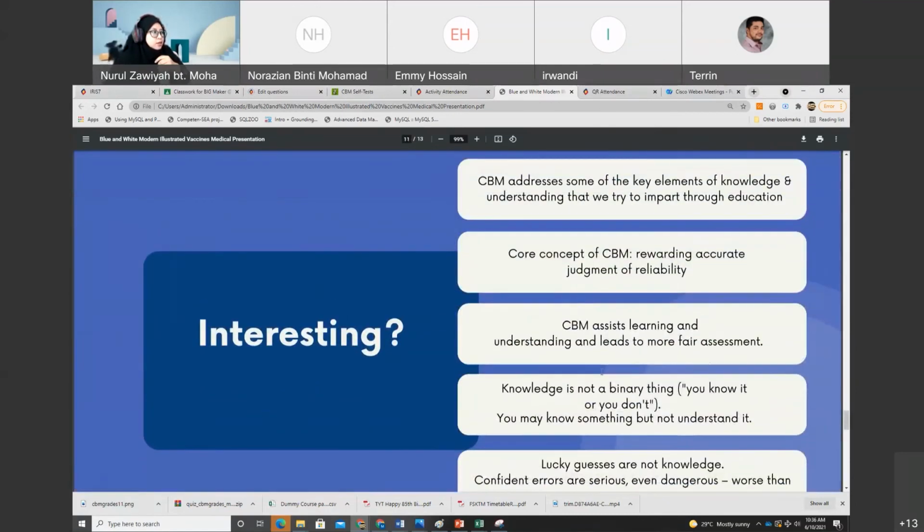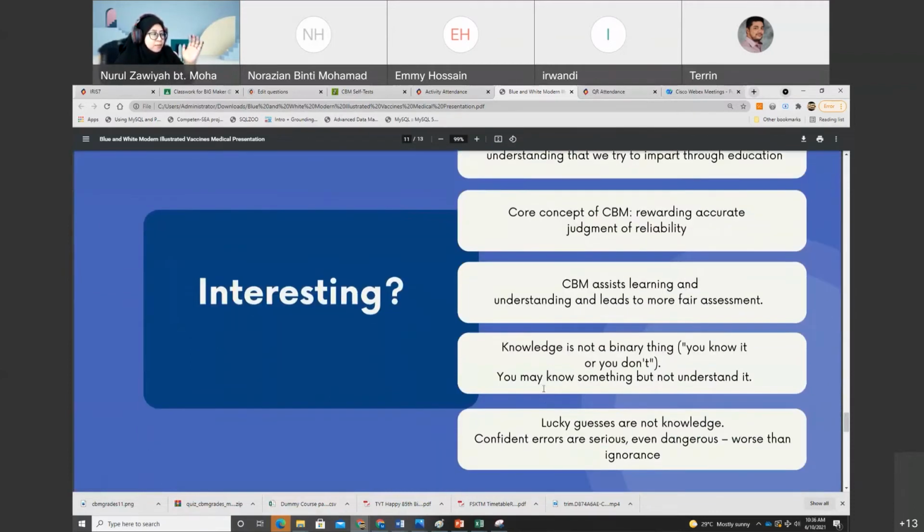Okay, so CBM addresses some of the key elements of knowledge and understanding. This is our major theme in education. The core concept of CBM is rewarding accurate judgment of the reliability of answers. CBM assists learning and understanding and leads to more fair assessment. Okay, and this is important.